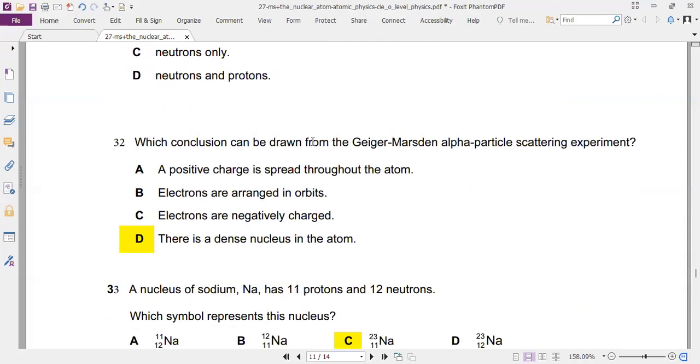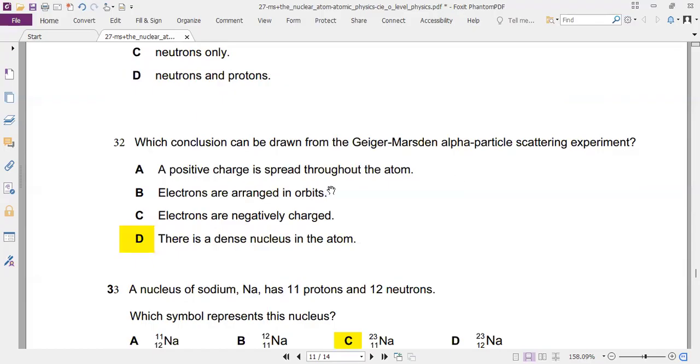Number 32, Geiger-Marsden experiment. So let's reject A, B, and C. Positive charge is spread throughout the atom? No, that's not true. Otherwise the alpha particles would not have gone past. They would all have been absorbed in the atom. Sorry, they all would have been reflected back.